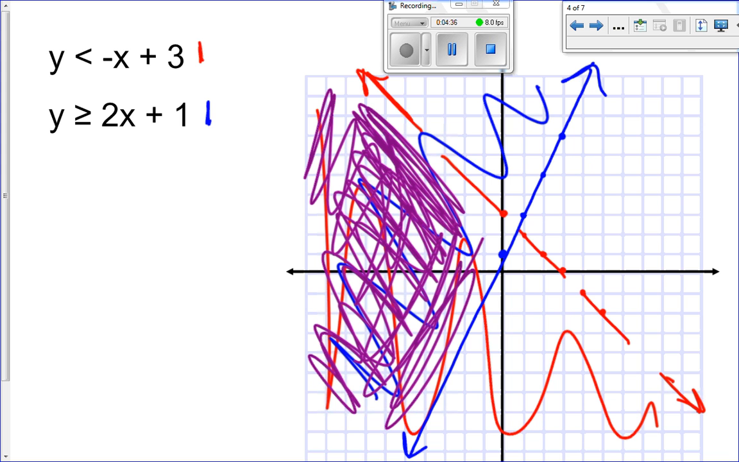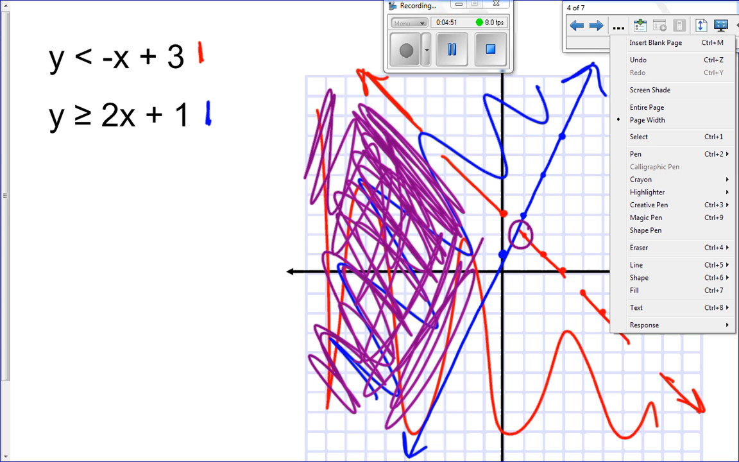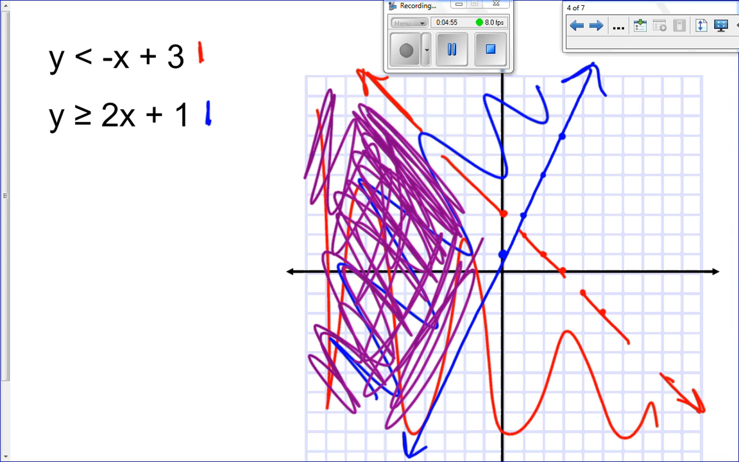Now, when we solve a system of linear equations, remember the solution is where the two lines intersected. Well, that was only for linear equations. This is linear inequalities. So the point where the two lines intersect really doesn't matter. We don't have to worry about their intersection point. All we're looking at is the area shaded. And so where they overlap is your solution.